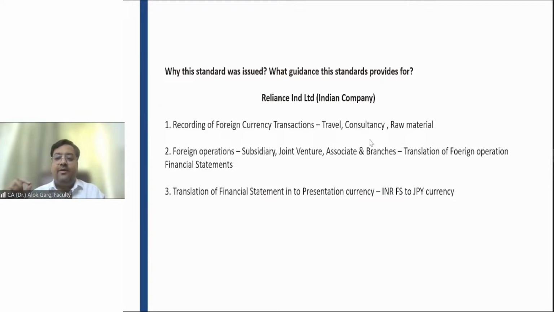Then this standard talks about the translation of foreign operations' financial statements into the parent financial statements, into the parent currency. Third, this standard talks about how to translate your own financial statements into a different presentation currency. Now let's discuss one by one.